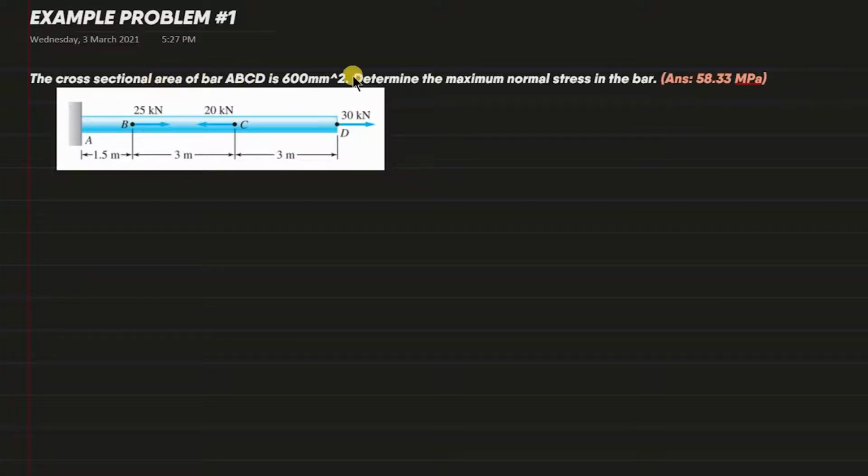Problem number 1. The cross-sectional area of bar ABCD is 600 mm squared. Determine the maximum normal stress in the bar. Alright? So, uniform to. Uniform yung cross-section niya. Pero, kung makikita nyo mga bis, at every point, ABCD, meron kasing mga nakalagay na external loads. So, ibig sabihin, at this part, iba yung stress dito sa cross-section na to, sa stress dito. Magkakaiba lahat ng stress sa tatlong yan, mga bis. Ngayon, kailangan nating ma-determine kung ano yung maximum na stress dyan. Alright? So, ano yung pinaka-highest.